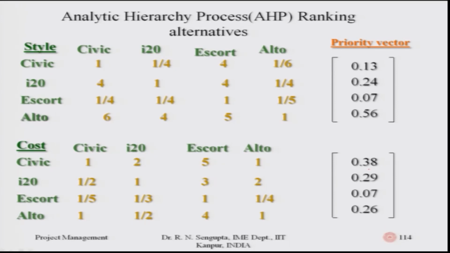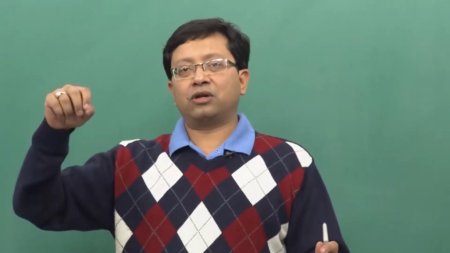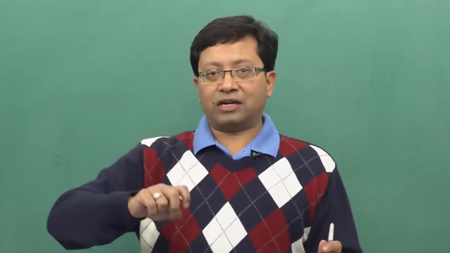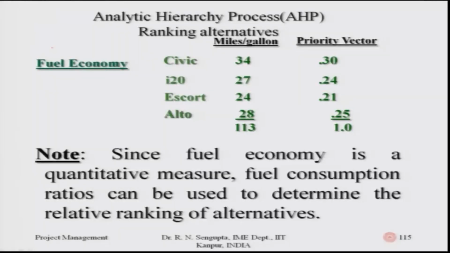This priority matrix and this priority matrix consider that in the first case only style is the factor, and in the second case, cost is the factor. So, you are trying to analyze each individual criteria for each alternative on a case by case basis. If I consider the fuel economy, here the rankings are given. These are the miles per gallon which I have: 34, 27, 24, 28 are the miles that 1 gallon would be utilized to drive these cars, Civic, I-20, Alto and Escort, and the priority vector is again given.